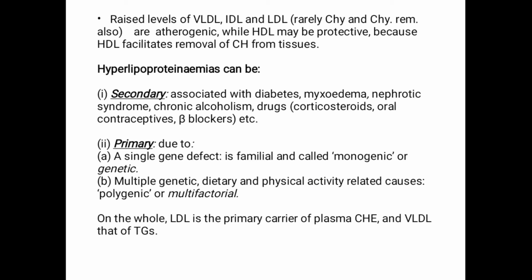Now, hyperlipoproteinemia can be classified into secondary and primary. Secondary hyperlipoproteinemia is associated with diabetes, myxoedema, nephrotic syndrome, chronic alcoholism, drugs, etc. Whereas primary hyperlipoproteinemia is due to a single gene defect, which is familial and called monogenic or genetic, or it can be multiple genetic, like dietary and physical activity related causes, polygenic or multifactorial. On the whole, LDL is primary carrier of plasma cholesterol ester and VLDL that of triglycerides, right?